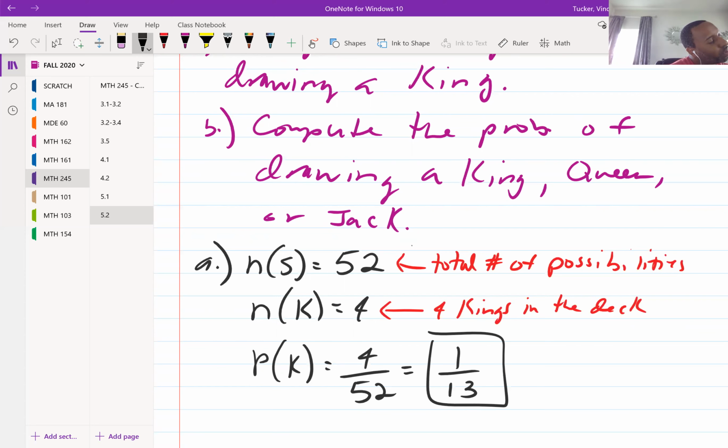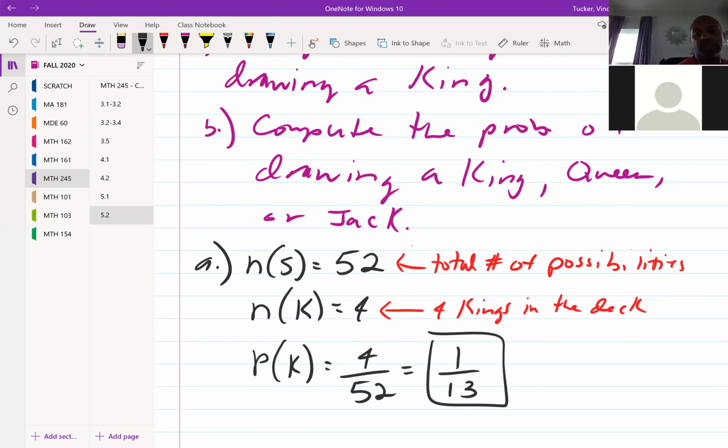Questions on that? Sir, what is the N? Just the number of. So the number of cards in the sample space is 52. Number of cards in the king, number of kings that we have will be 4. Got you. Thank you. No problem, no problem.